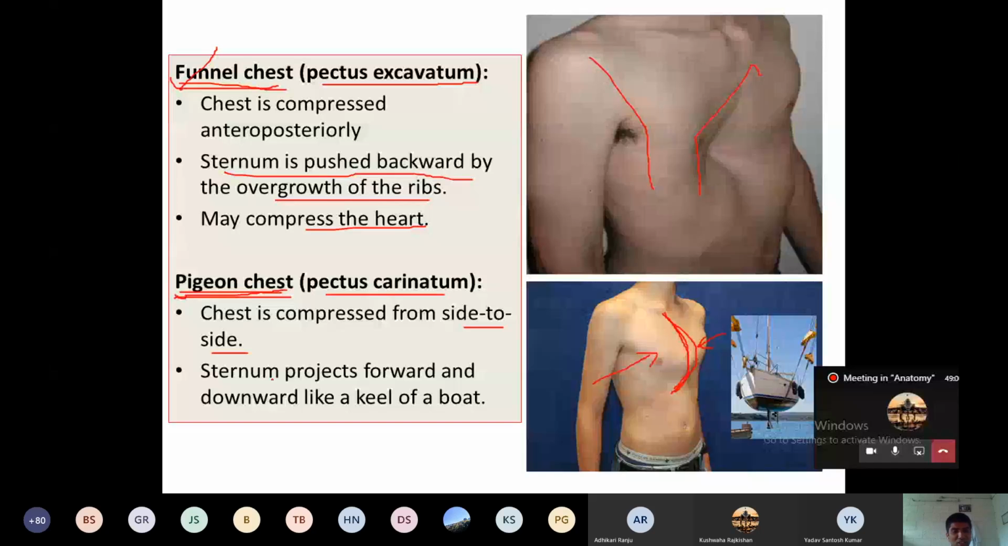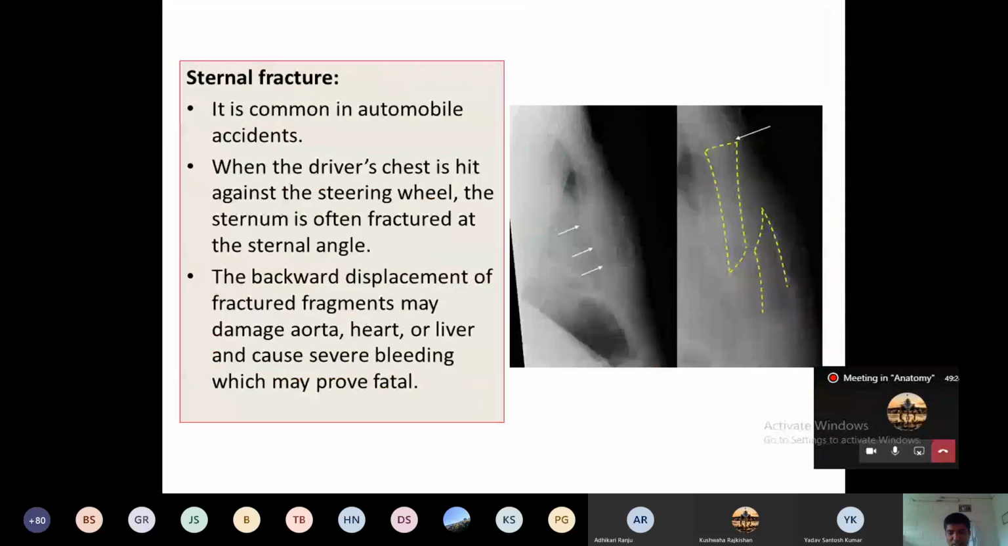And here, the sternum projects forward and downward like the keel of a boat. What is the keel of a boat? See here, this is a boat, and this part is known as the keel. Here also the chest or the sternum is projecting. The sternum is projecting like the keel of a boat. So this is the pigeon chest or the pectus carinatum.